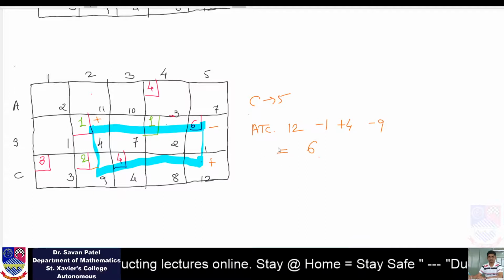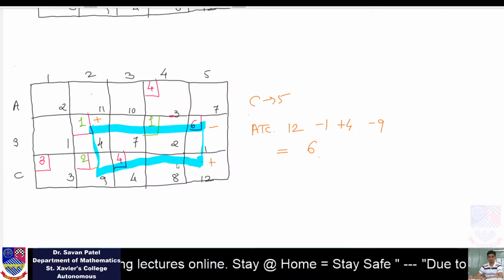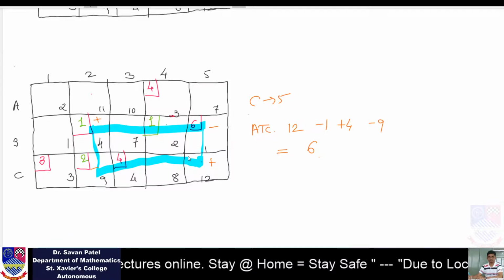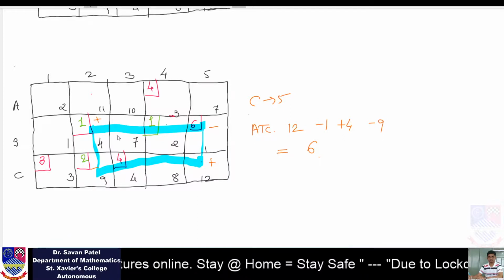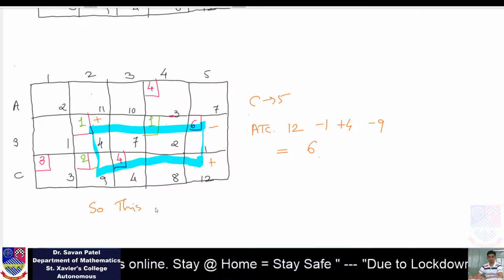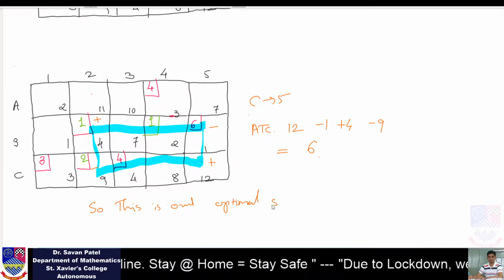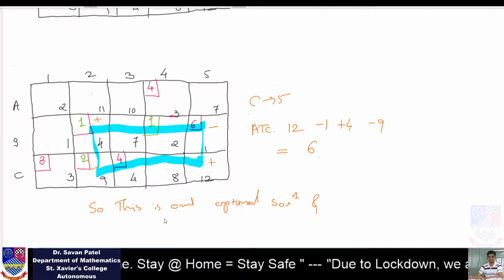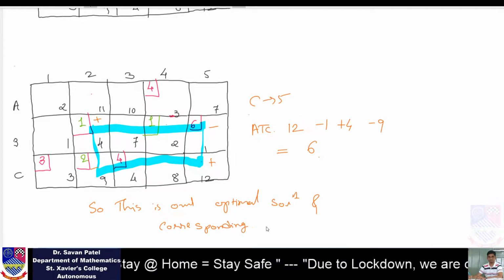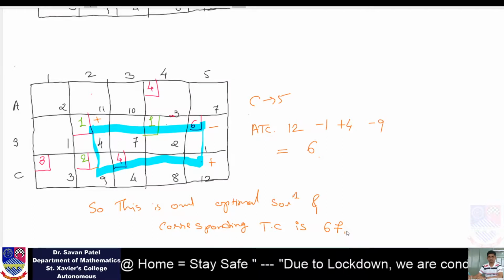So wherever it is not allocated, if we are planning to allocate transport from any of these non-allocated cells, then we have to pay extra. Means this is our optimal solution. So this is our optimal solution, and the corresponding transportation cost is, as we have already calculated, 67.